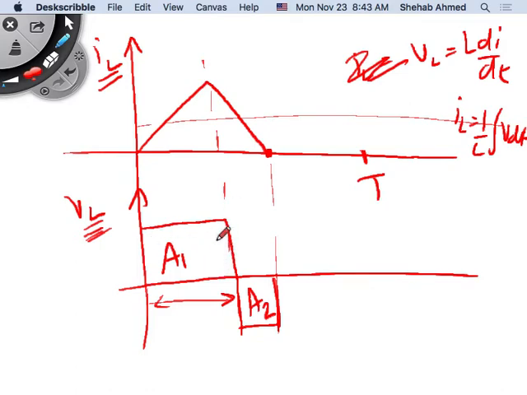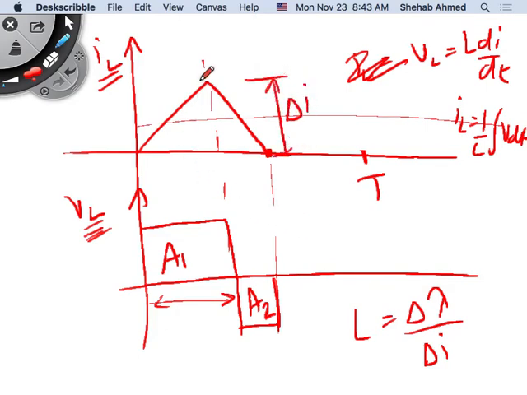Because again, I still have L equal to delta lambda over delta I. I have a certain ripple here. This is my ripple current, right? And delta lambda is the area under this curve. So I can still size it in the same fashion. Sizing the inductor graphically is the same way. It's the area, it will not change. It's the area under the voltage curve, which is flux linkage, divided by your ripple current spec, right?